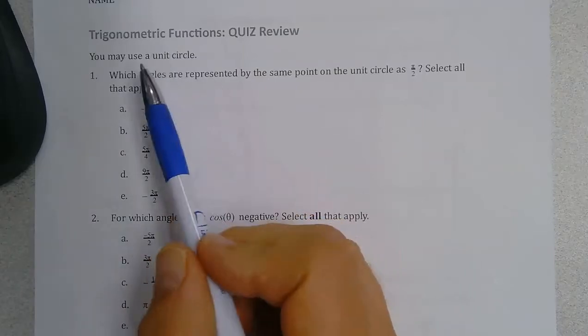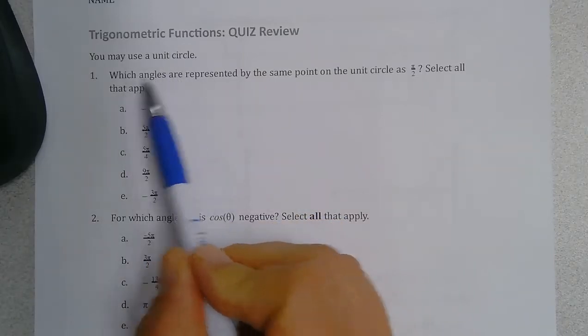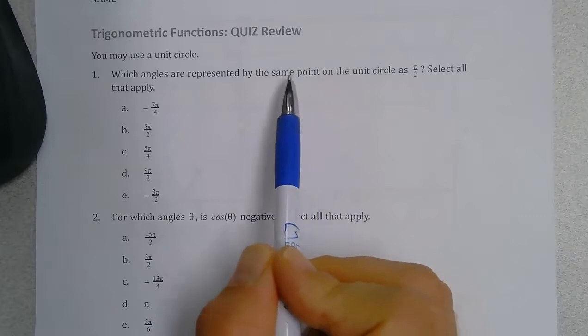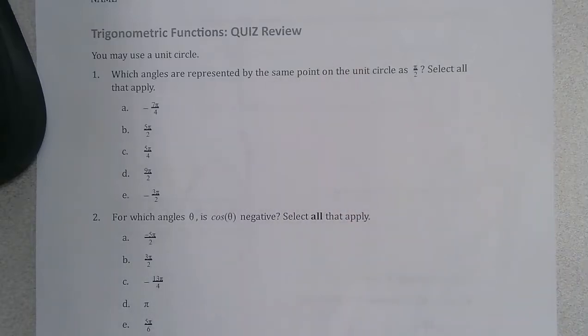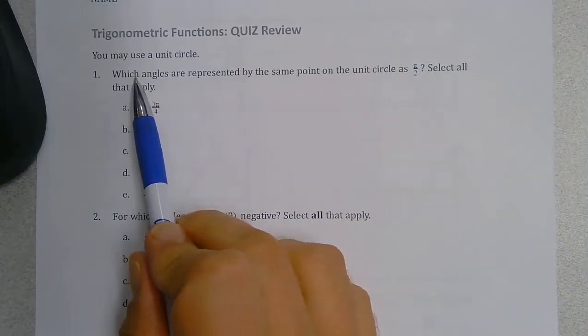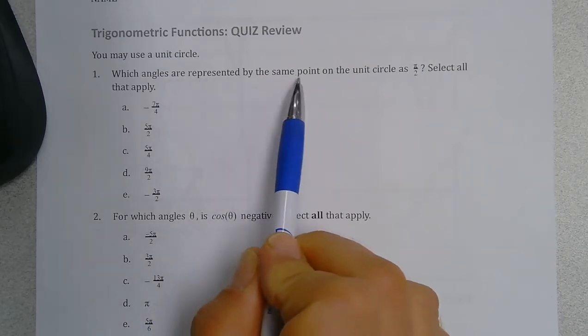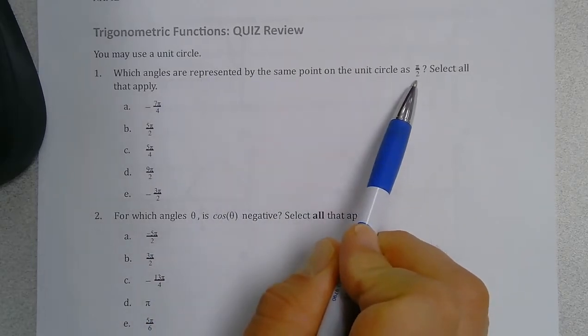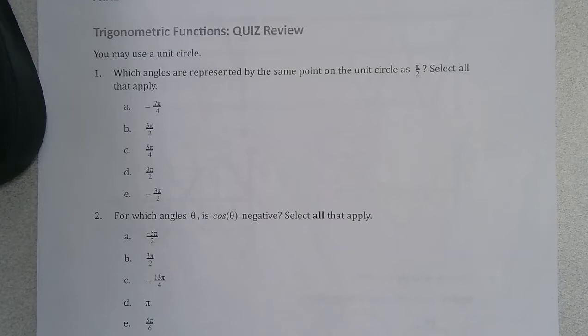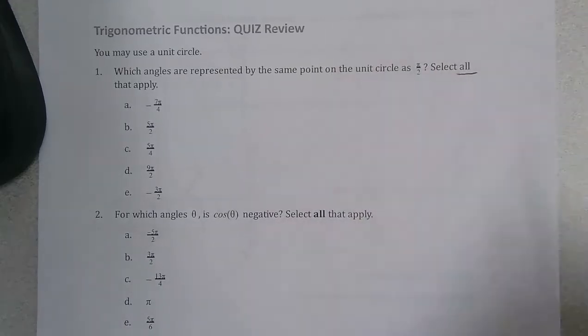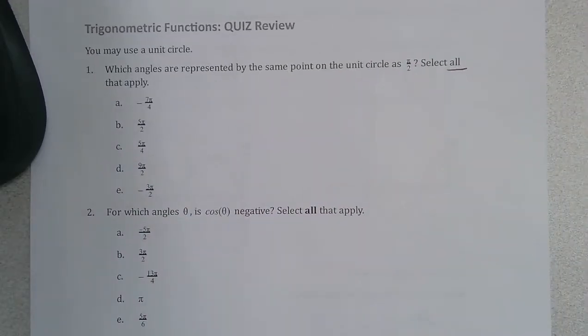All right, so to go over this quiz review, I'm gonna go through some questions and how to approach those. So here, which angles are represented by the same point as pi over 2 on the circle? Select all that apply. So if you notice here, there's possibly more than one answer.